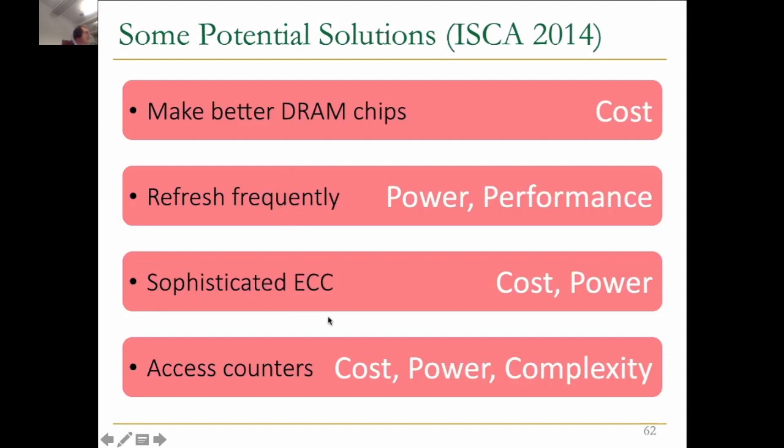Sophisticated ECC, I do not believe this is a good solution because we know exactly why these errors are happening, and ECC is a good solution when you have random bit flips. Even though ECC is employed today in DRAM chips internally or at the memory controllers, I don't think spending the ECC budget for RowHammer is a good idea because we can solve the problem in simpler ways. Access counters, keeping track of which rows are being hammered and trying to throttle accesses or not access those rows, etc. I think this is an interesting direction. The difficulty here is cost, power, and complexity, and I think there's some potential over here. We will see how it plays out going into the future.